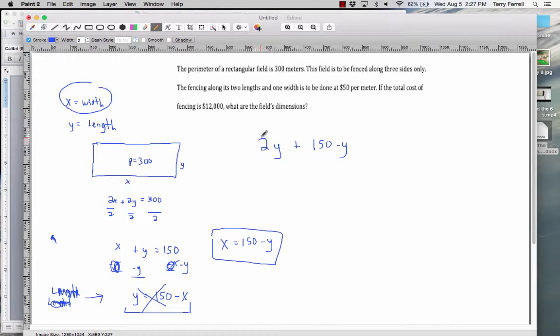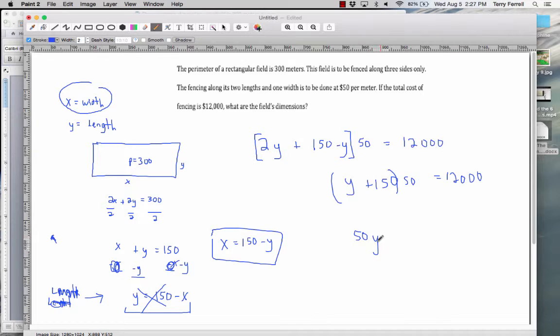Now it says it's going to be done at a cost of $50 per meter. So $50 times each meter. And they're saying the total cost is $12,000. Okay, that's the equation. Now we just got to take this and solve it. Simplify this. 2y minus y is y plus 150, times 50 equals 12,000. Now just solving an equation.